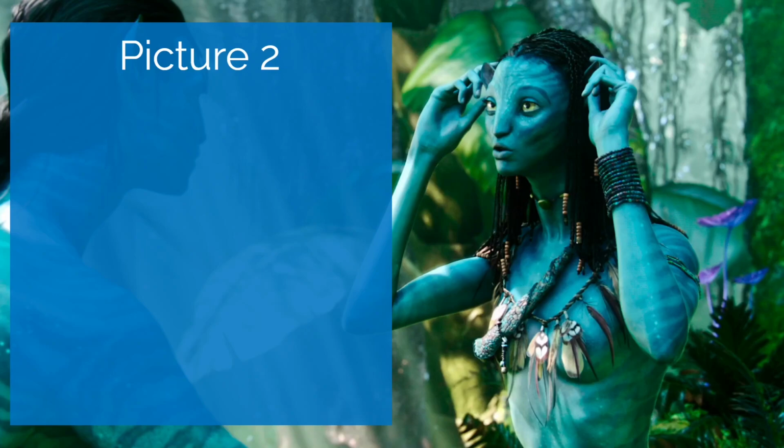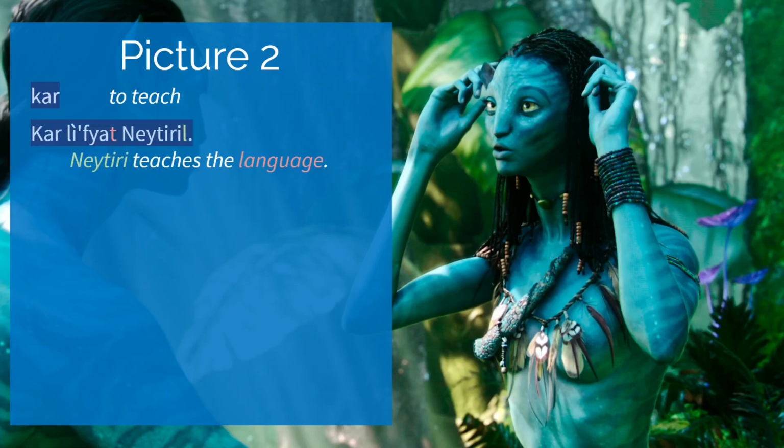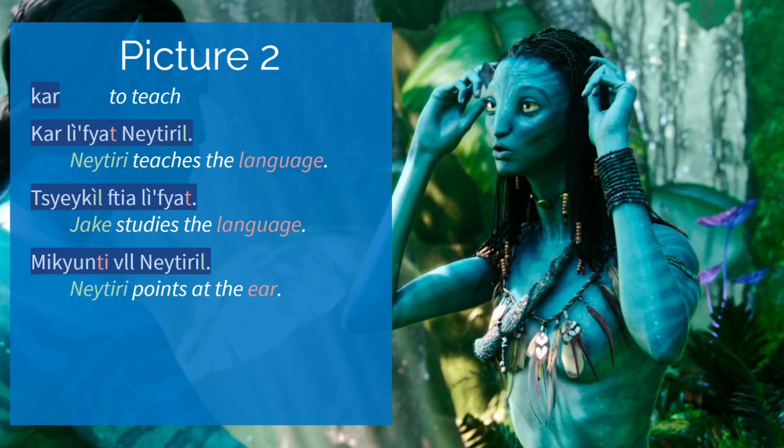Here's our next picture of Neytiri teaching Jake the language and currently showing at the different body parts. Kar, to teach, was our word here. Kar le fiat Neytiri. Neytiri teaches the language. Tsiegil ftia le fiat. Jake studies the language, which makes sense since he's being taught the language right now. Migjunti v Neytiril. Neytiri points at the ears or indicates the ears. Or not the ears, the ear actually, because we have a singular here.